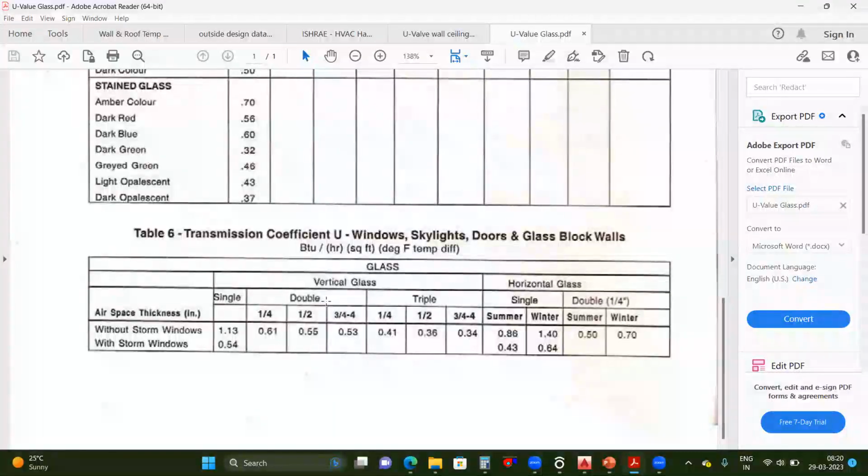So we have vertical glass or horizontal glass. Let us consider that as vertical glass, and the glass can be single, double or triple, so we need to take these different types. Let us consider double glass, and the thickness is 1 by 4 inches, so our value is 0.61.